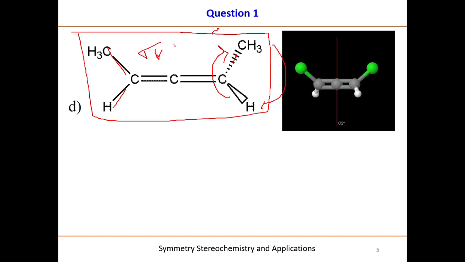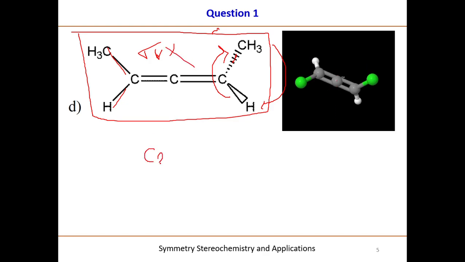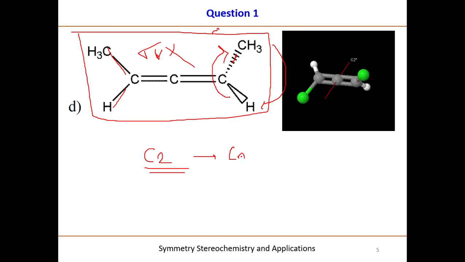This plane is also not there. That means only the C2 axis is present in this molecule. So the point group for this molecule will become C2. This comes under the Cn point group, like we got the D3 point group. Same here, we are getting Cn, the C2 point group.